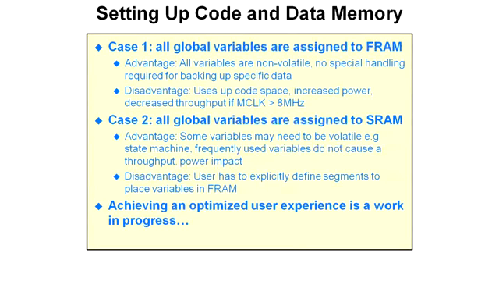In the other case, you might put all your global variables in SRAM. The advantage would be some of the variables may need to be volatile, like in a state machine, or frequently used variables that don't cause a throughput or power impact. The disadvantage: the user has to explicitly define the segments to place those variables into the FRAM. Now, achieving an optimized user experience and exactly what you want to do, that's a work in progress. We're still learning right along with you.